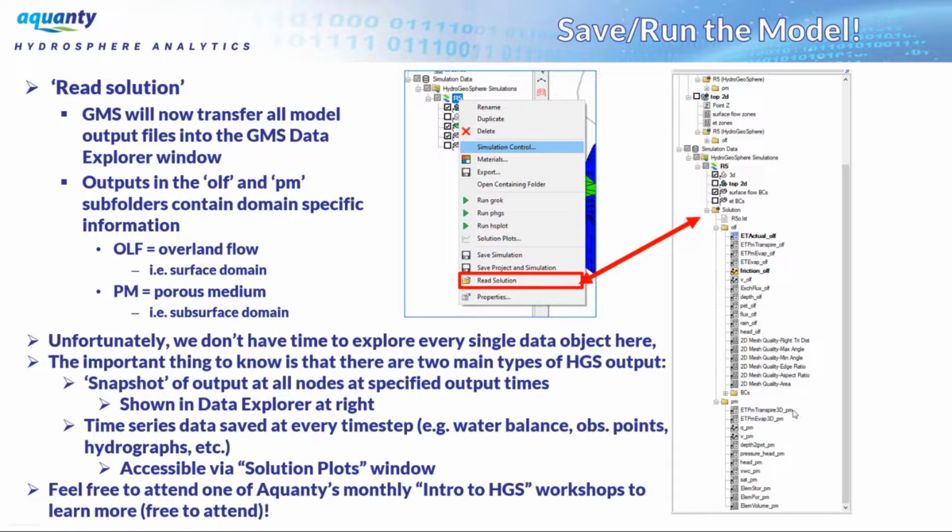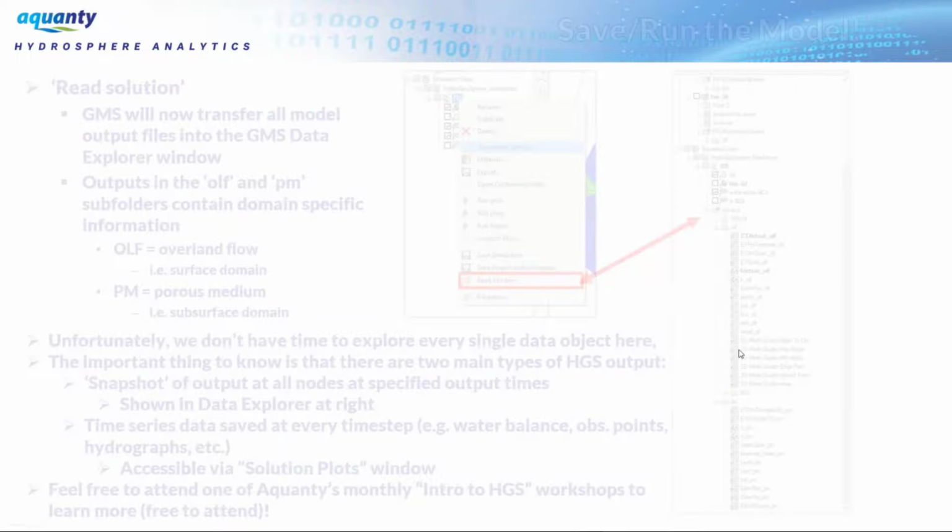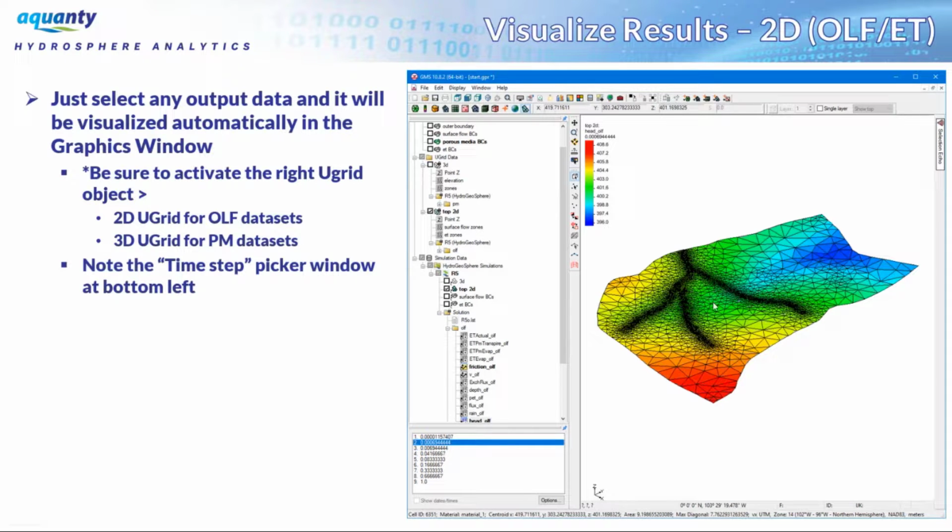But all of the data that we're going to find in this section here, these are basically snapshots of the model state at particular points in time. So we'll be able to, of course, visualize any of the HGS data sets that are produced by the simulation. So things like velocities, head distributions, groundwater surface water exchange, actual evapotranspiration rates, fluxes in multiple directions, et cetera, et cetera.